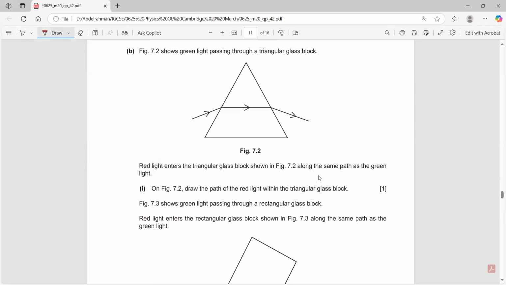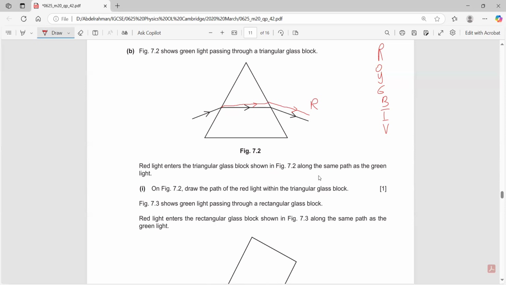We know the colors are ROY G BIV, right? And this is a prism, so the red will be drawn right above the green, just above the green. So inside the prism, we'll draw the red a bit above the green, and outside the prism, it will also be above the green. So this is the red.